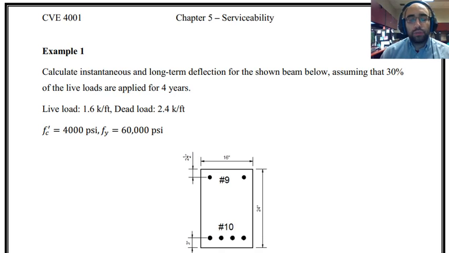Today we are going to solve one example about chapter 5, which was about serviceability and deflection. And we will see how to use the procedure that I talked about for finding short-term and long-term deflection for an example that is shown over here. It is very important to solve this example.